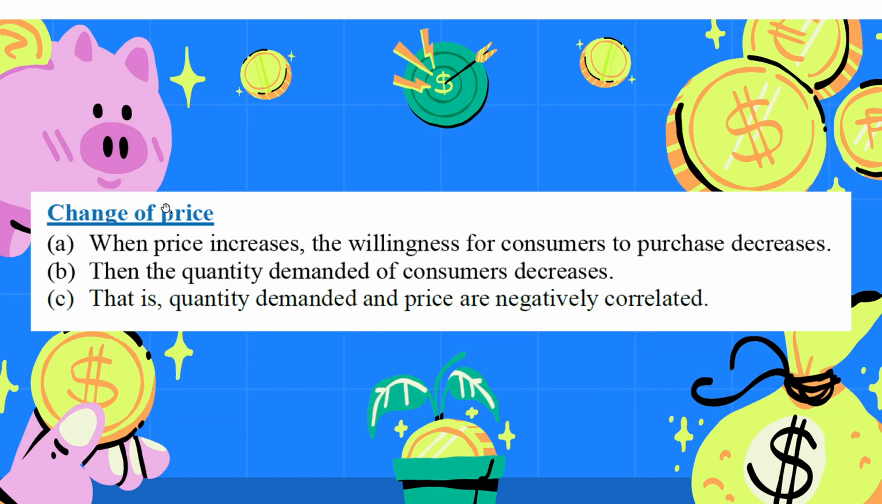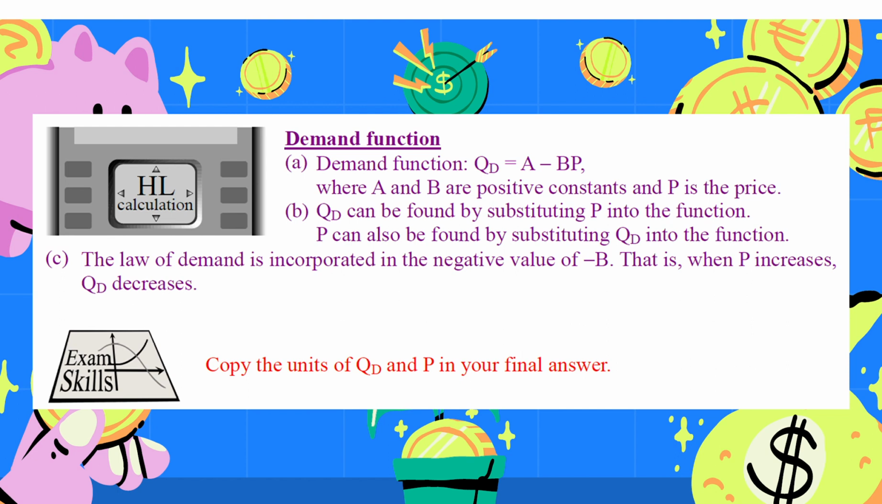So the law of demand is about how a change of price affects demand. It is fairly simple at first; we'll make it complicated later. The simple version is that when price increases, the willingness of consumers to purchase decreases. When you suddenly see that Coca-Cola has doubled its price, you think, oh, then I won't purchase it. And so the quantity demanded by consumers decreases. Fairly straightforward and intuitive. Quantity demanded and price are negatively correlated. It can be a curve, but it always has a negative slope and negative gradient.